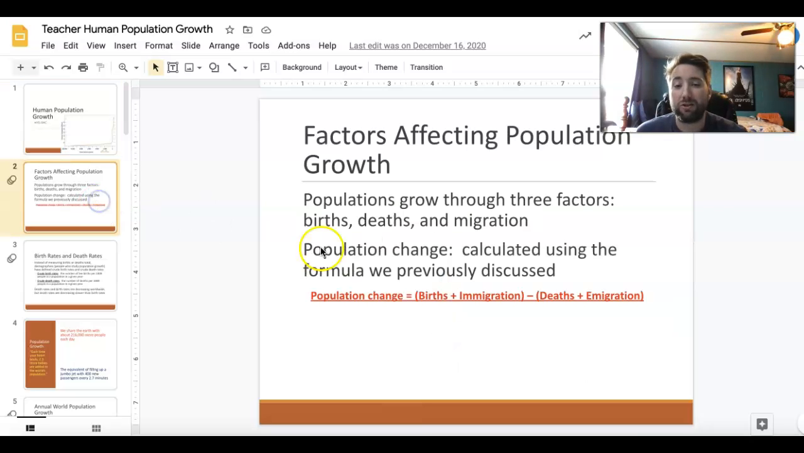So here are some factors that can affect population growth. One way that the population of a certain country can grow is through births, deaths, or migration. We've previously discussed this formula for population change. It's going to be births plus immigration with an I. Remember, immigration with an I is different than emigration with an E. Emigration with an E means that some people are leaving a place. So you're going to do births plus immigration minus deaths plus emigration.